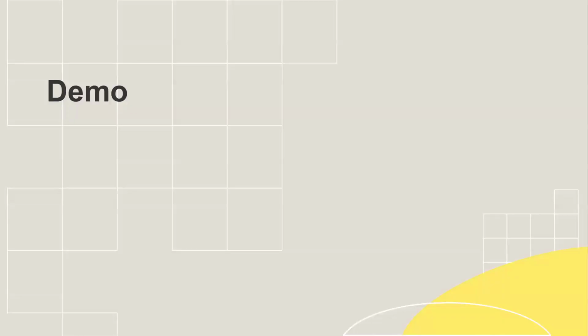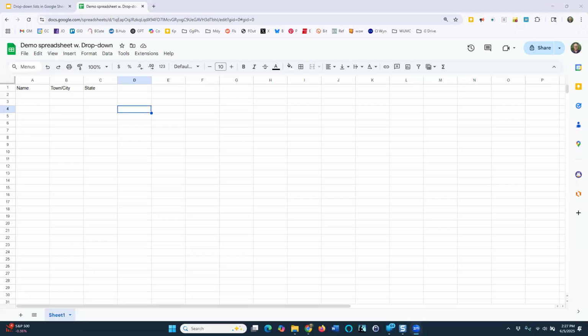Now let's do the demonstration. So as a simple example, I'm going to make a little database. In this first column, I'm going to have the names, the second one, the city, and the third one, the state. And I would like to put a drop down here for the state that the person is from.